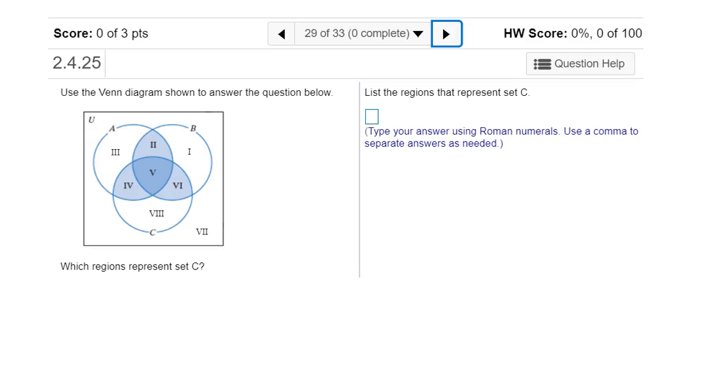For number 29, we're given a Venn diagram, and it has regions that are listed in Roman numerals. We want to list all the shaded regions that represent set C. Set C is this circle at the bottom, and if you notice, that's going to be regions Roman numeral 4, Roman numeral 5, Roman numeral 6, and Roman numeral 8. Be sure to type that answer in Roman numerals, or the homework software won't accept that.